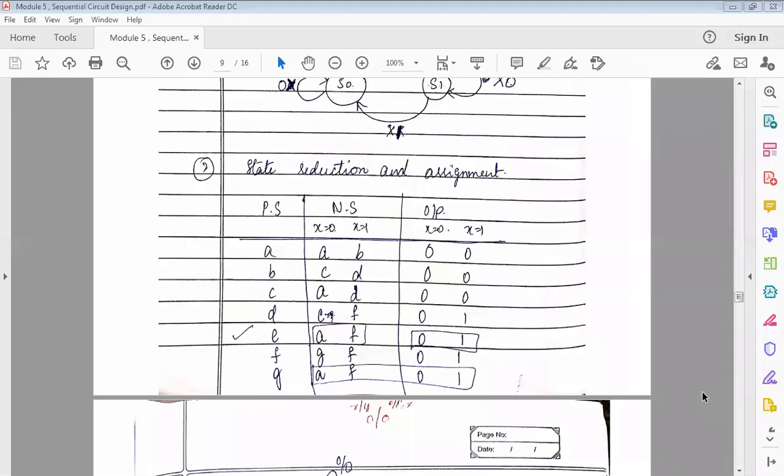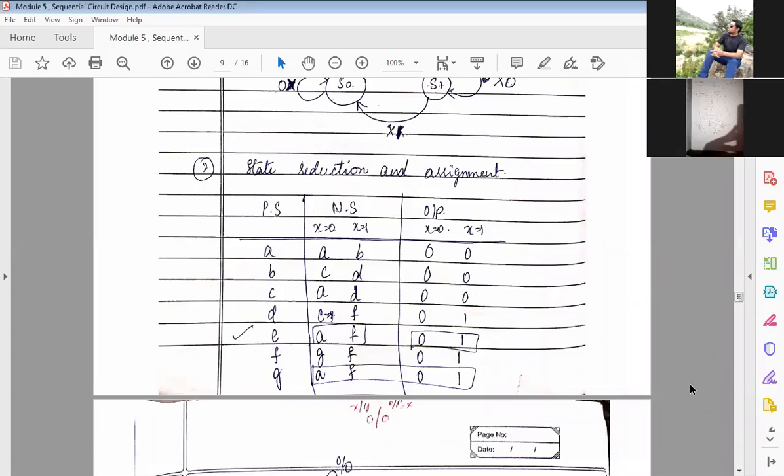Can you see, sir? Just a moment. Okay, now can you explain what you have done?